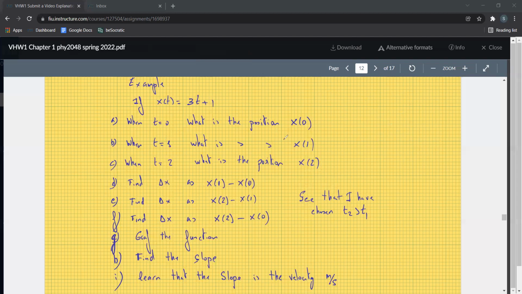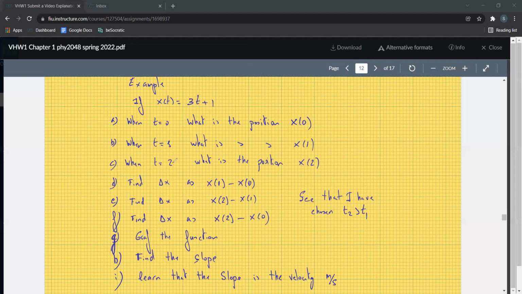When t is 1, what is the position of x of 1? So x of 1 equals 3 times 1 plus 1, which equals 3 plus 1, which equals 4. So when t is at 1, x is at 4. We'll do one more, and then we'll get into finding the displacement or the change in x.